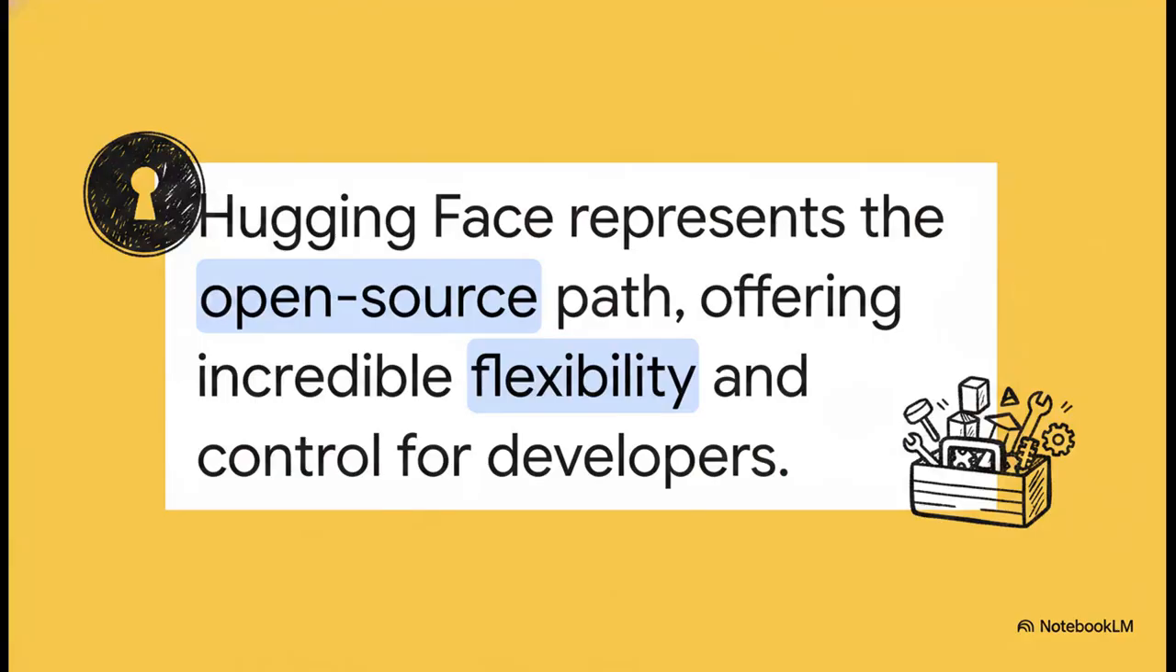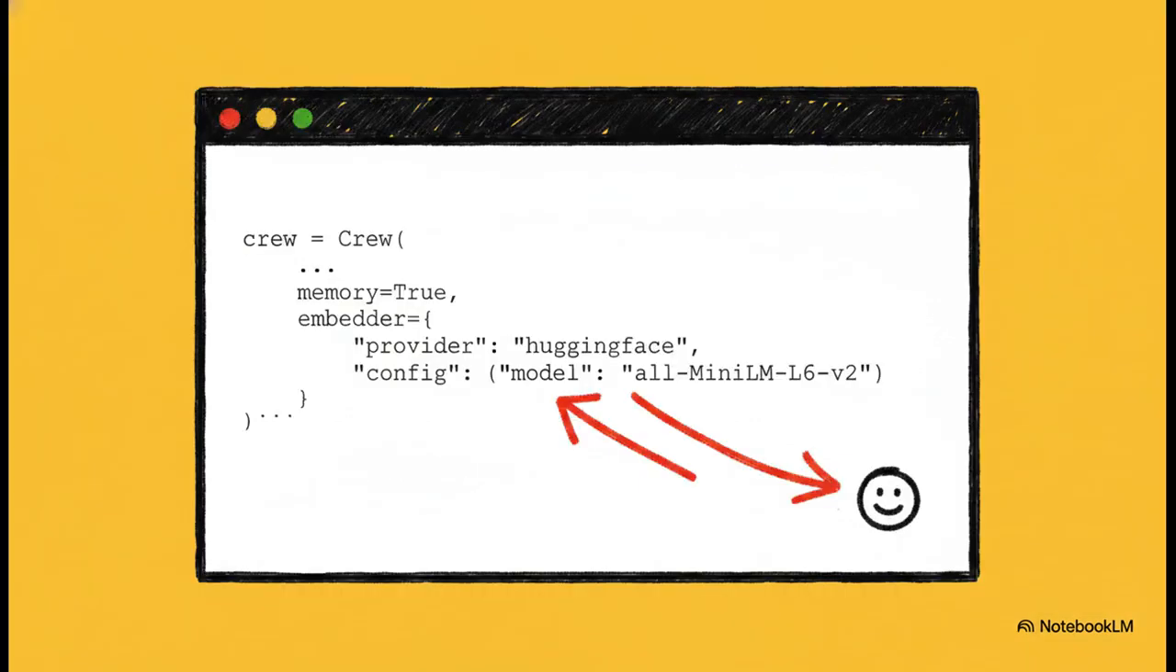Now, what if you want to be in total control, or maybe you want to dodge those API fees? Well, that's where the open source world of Hugging Face comes into play. This is where you get ultimate flexibility. And hey, you know the drill by now. Set the provider to Hugging Face. The real magic here is that model parameter. You can point it to tons of different open-source models right from the Hugging Face hub. The one we're showing here, All-MiniLM-L6-v2, is a great little model that's lightweight enough to run on your own machine.